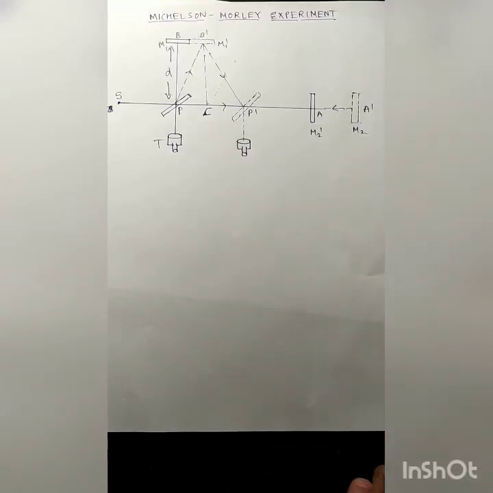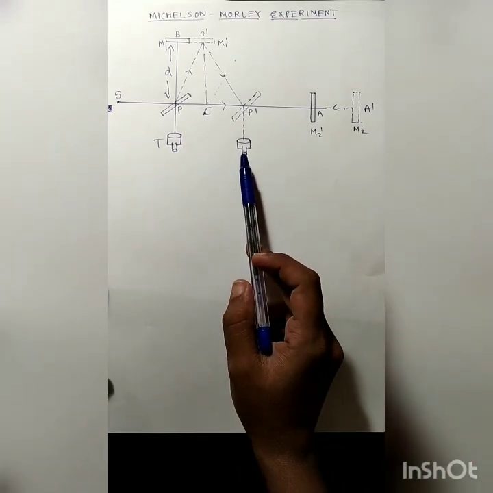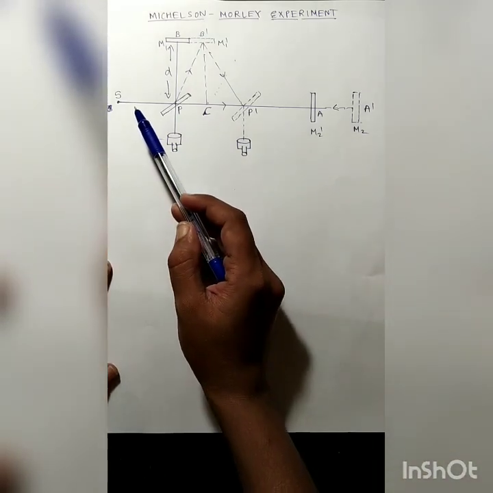In the last class, we already studied the experimental setup of the Michelson Morley experiment, isn't it? So in the last class, we already know the experimental setup. So once again, let's see it in a brief way.